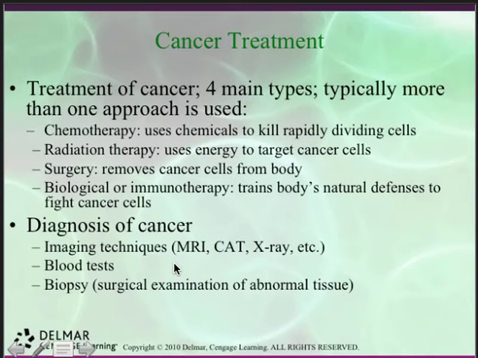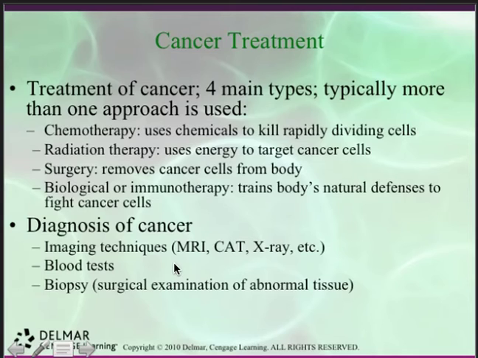Biological or immunotherapy uses the body's own natural defenses to fight cancer cells. The idea here is that if we can tag the cancerous tissue with a molecule that our immune system can see, then it's entirely possible that the normal activity of the immune system can wipe out the tissue before it gets a chance to grow.